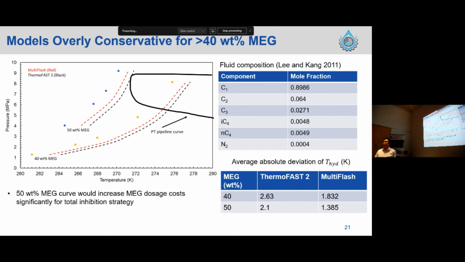If we then apply your typical 2 Kelvin safety margin to the system, so let's say we look at this specific point here, ThermoFAST is about 271 Kelvin. If you then add another 2 Kelvin, then your hydrate curve goes to the right here, and then you actually need maybe 2 or 3% more MEG based on that extra safety margin that you apply. But because the bias of this model is conservative in this case, that means you're adding MEG dosage to inhibit the hydrate formation curve 4 to 5 Kelvin more than we actually need, because the experimental data is actually further to the left.